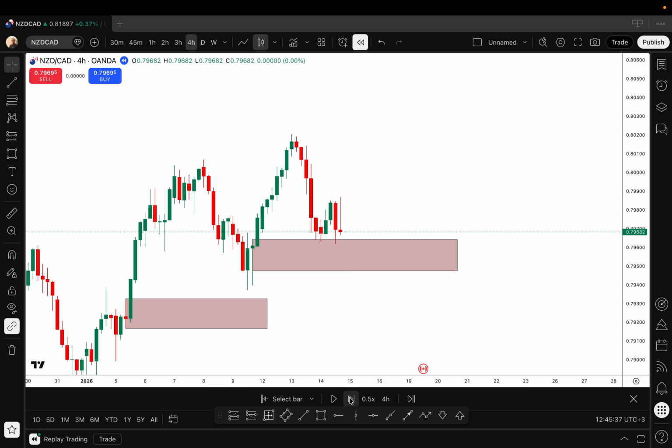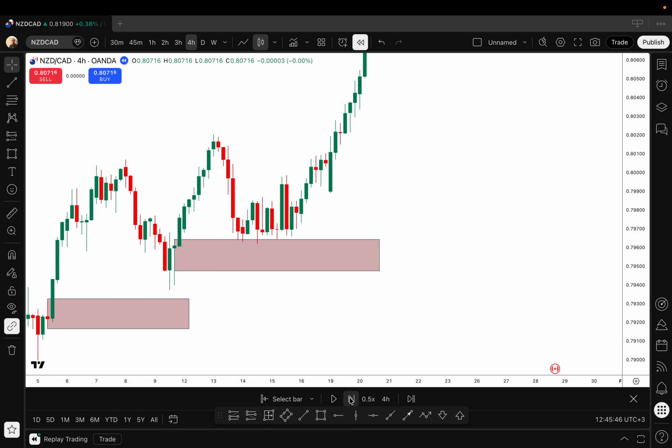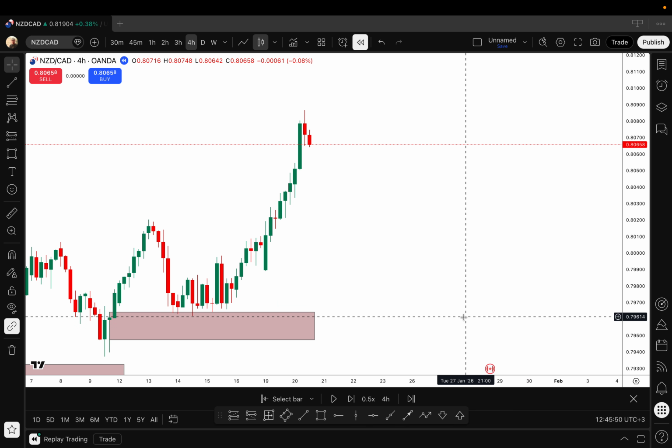So price comes back to the zone, gives you a sniper entry. Actually, it rotated around the zone for a very long time, then boom, price went up. So now your entry would have been here.